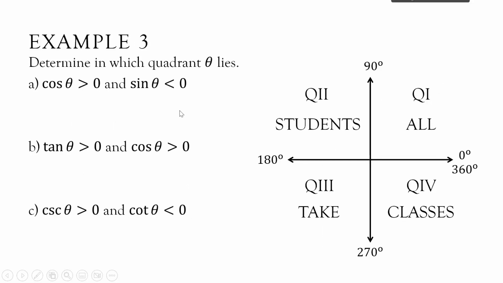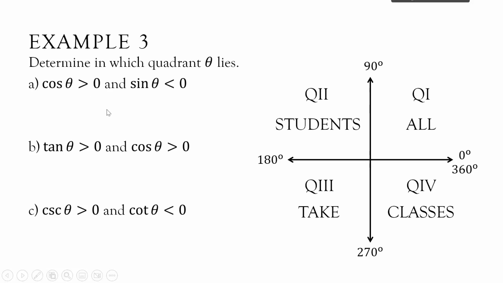So, in example 3, I have this information, and I want you to tell me which quadrant my angle theta lies within. So for part A, I don't know what this angle is, but I know when I deal with cosine of the angle, it's bigger than 0, or in other words, it's positive. And sine is less than 0, that is, sine of theta is negative.